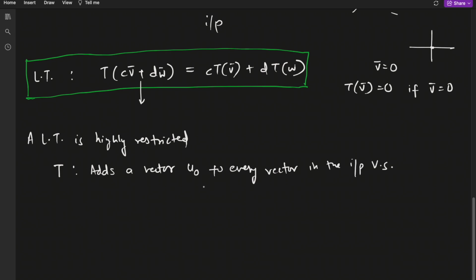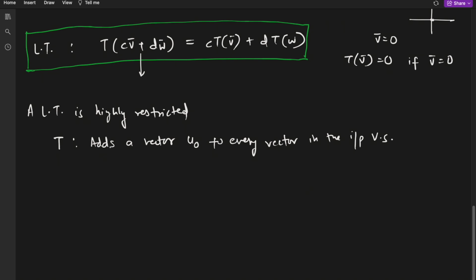This is a transformation. I'm not saying whether it is a linear transformation or not, but this is a transformation. Anything which makes a change is a transformation, so this is a valid transformation. It simply adds the vector u naught to every vector in the input vector space. Now the question is: is T a linear transformation or not?